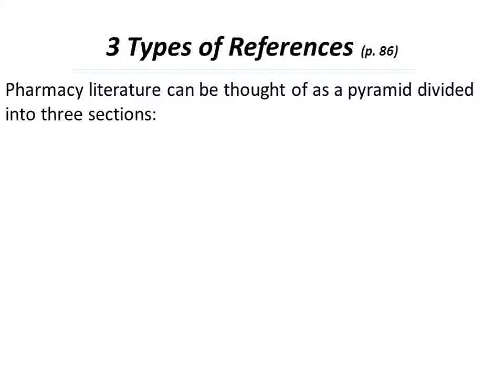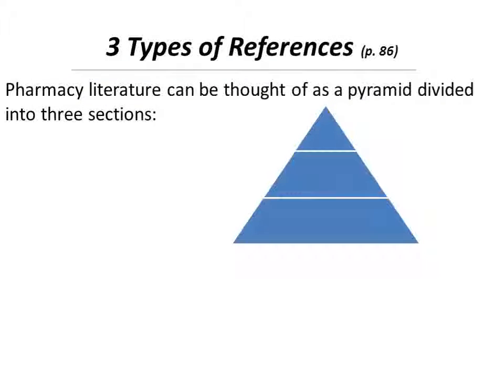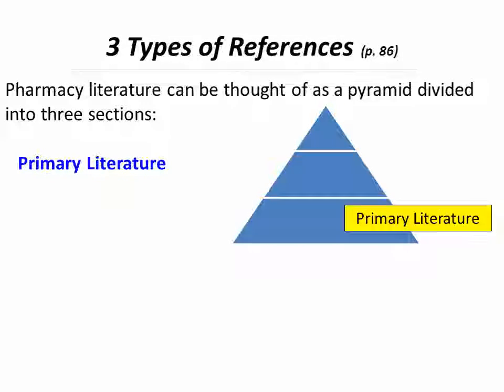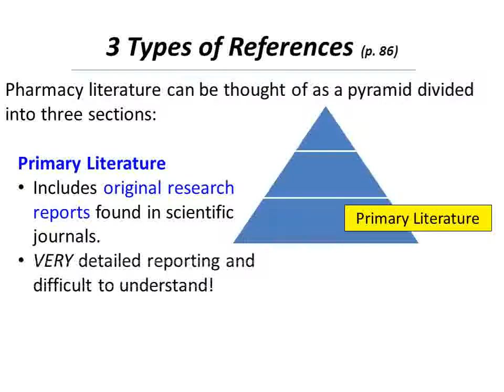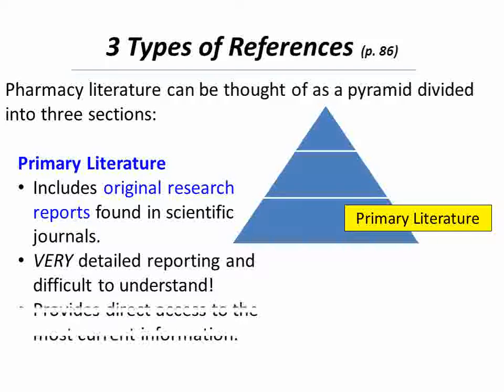Pharmacy literature can be thought of as a pyramid that's divided into 3 sections. Primary literature includes original research reports that are produced by pharmaceutical companies when they develop new drugs, and they're published in scientific journals. This type of information is very detailed and it's very difficult to understand. But it provides direct access to the most current information about a drug.